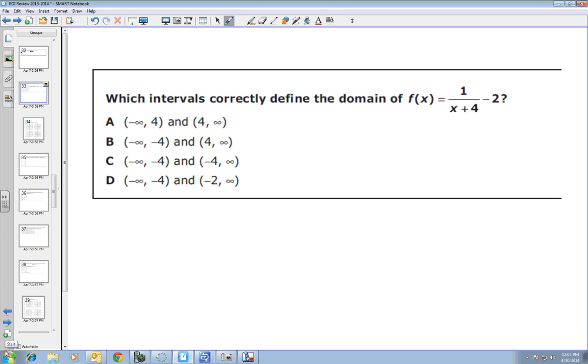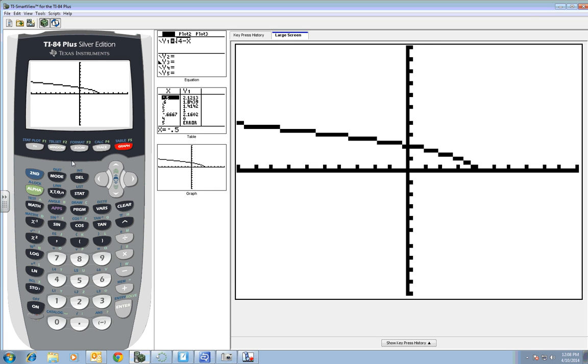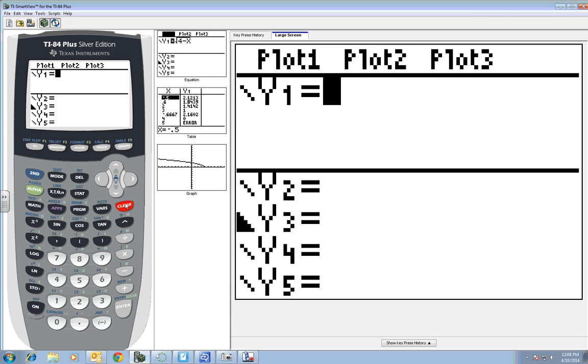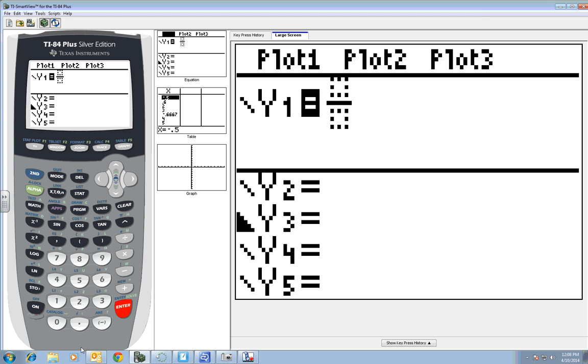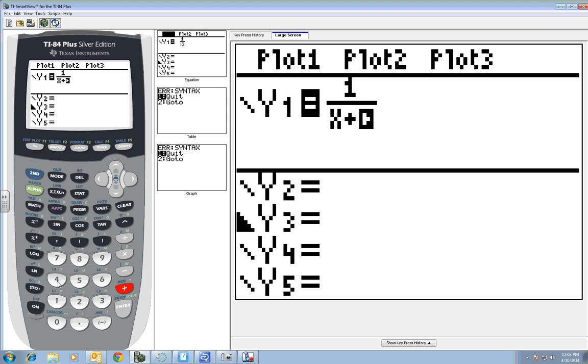Which intervals correctly define the domain of, and it gives us our equation. So we're going to put that in our y equals. So everyone put that in your y equals. So y equals, clear that out. Now you can either use your fraction button or make sure you put the denominator in parentheses. I'm going to go ahead and use my fraction button. So I have 1 over x plus 4. Now look, it's very important that you hit your right arrow key so that I can put my minus 2.